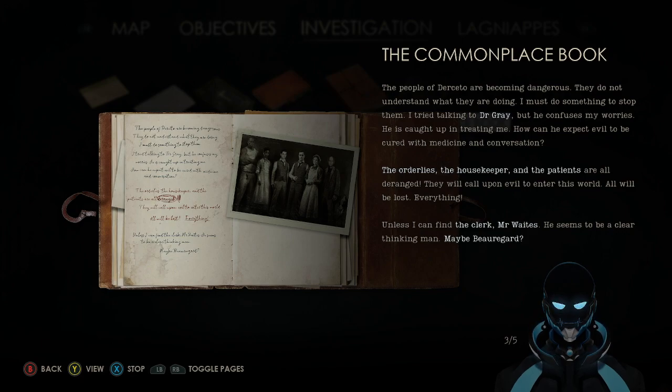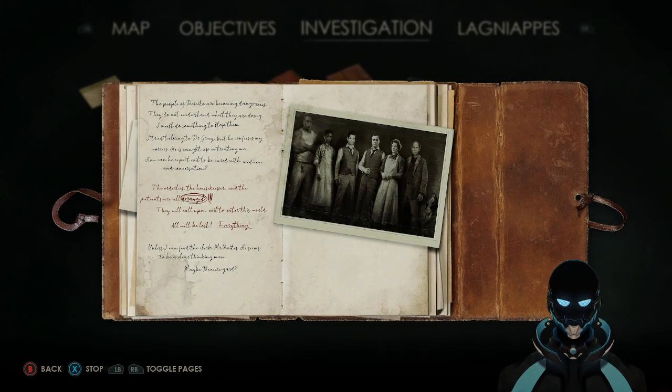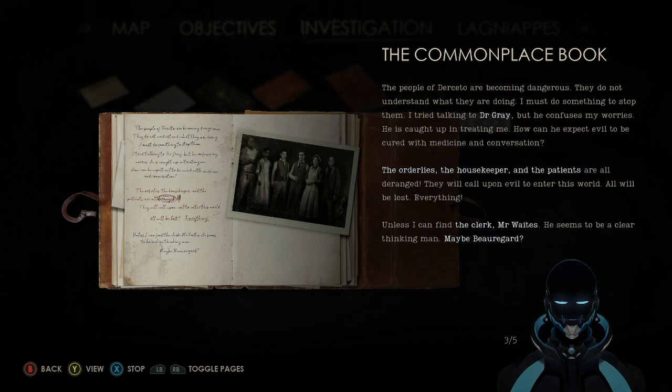The people of Deseto are becoming dangerous. They do not understand what they are doing. I must do something to stop them. I tried talking to Dr. Gray, but he confuses my worries. He's caught up in treating me. How can he expect evil to be cured with medicine and conversation? The orderlies, the housekeeper, and the patients are all deranged. They will call upon evil to enter this world. All would be lost. Everything.